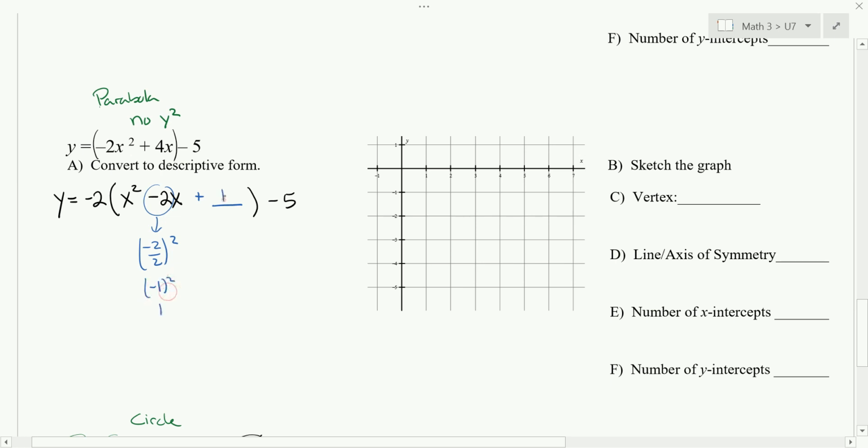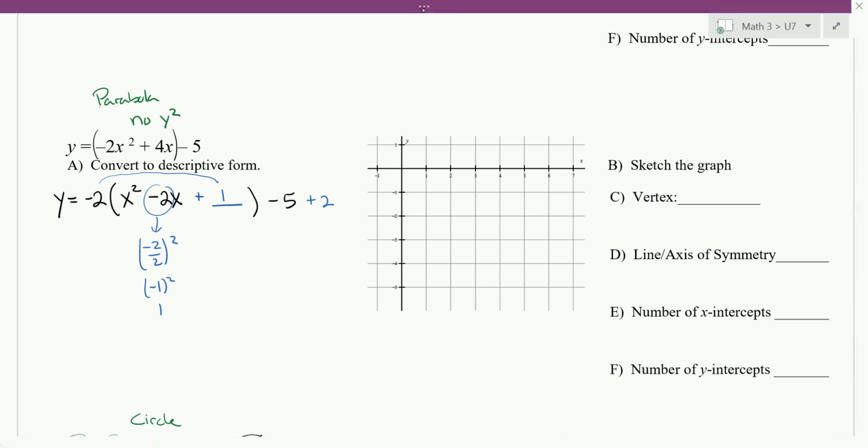We get 1. But it really has a different value than 1. What's the real value of that? Because everything inside the parentheses is multiplied by that negative 2 out in front, right? So by putting a 1 there, it's really negative 2 times 1. So I need to balance this equation by putting what out here? Plus 2 times 1, or just plus 2.